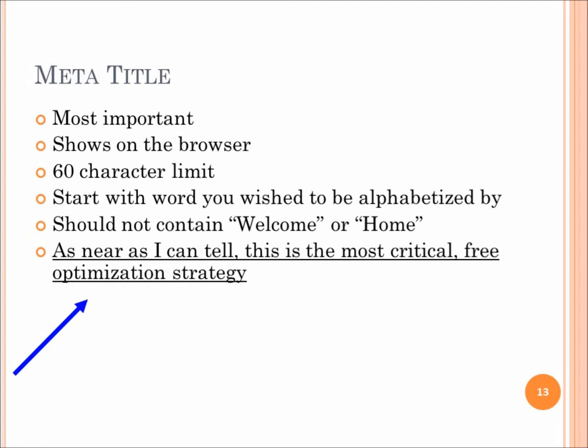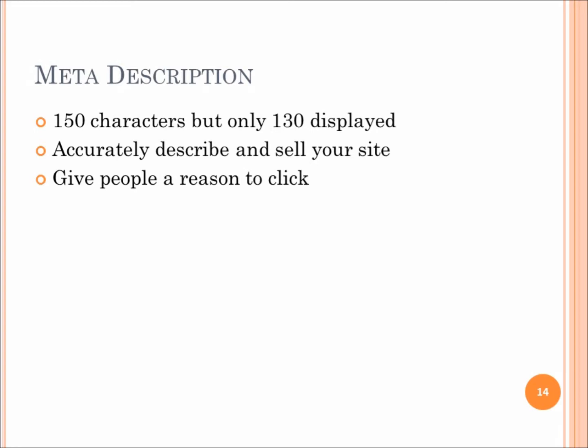So as I say, as nearly as I can tell, this is probably the most critical thing for your website. I'm going to show you how to do it. Next thing is a meta description. This is the second most important meta tag. You get about 150 characters, so you get over twice the number of characters you got with your title.